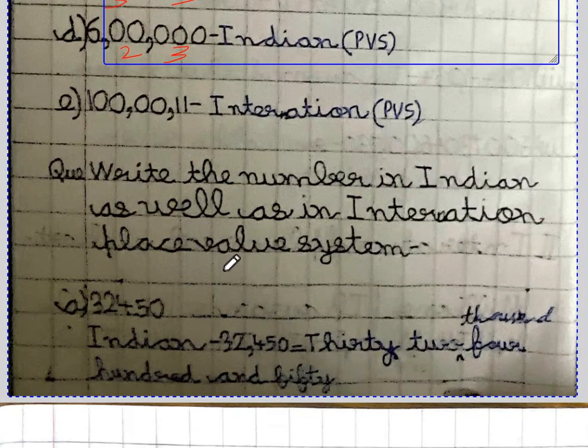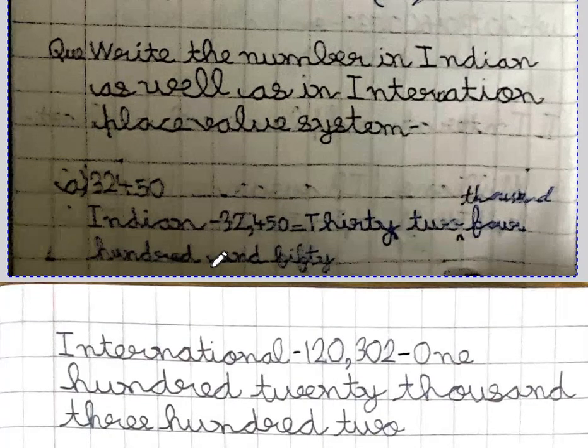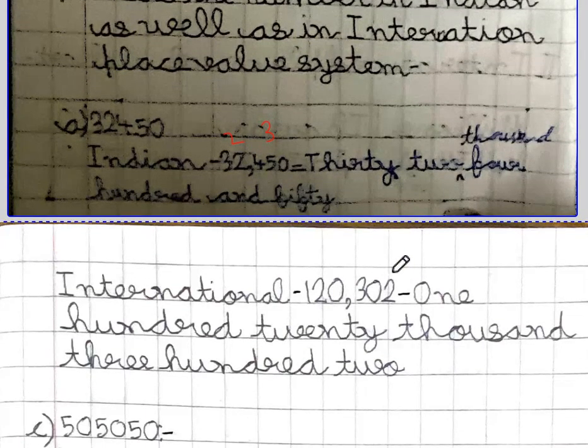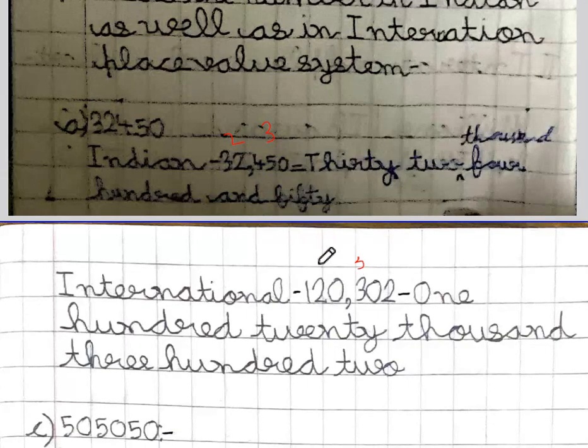Write the number in Indian as well as the international place value system. So if we ask 32450 in Indian, then it will be 3-2 splitter, which will be 32,450. But in international system, we will split a 6-digit number as 3-3. So it will be like 120,302.